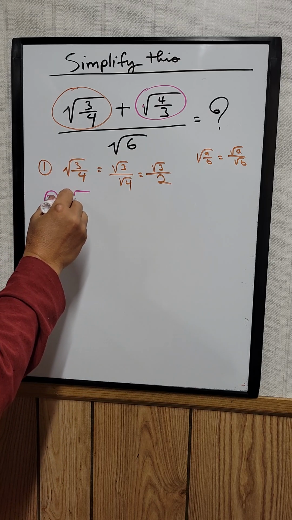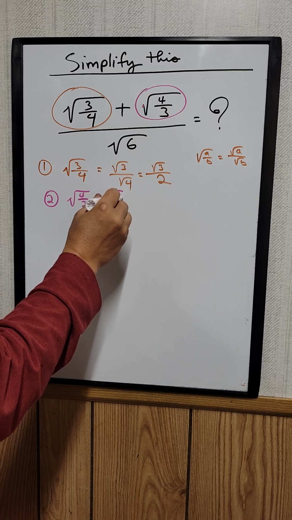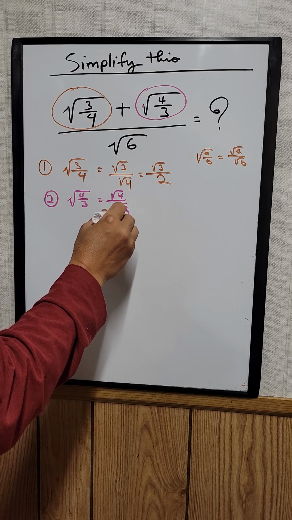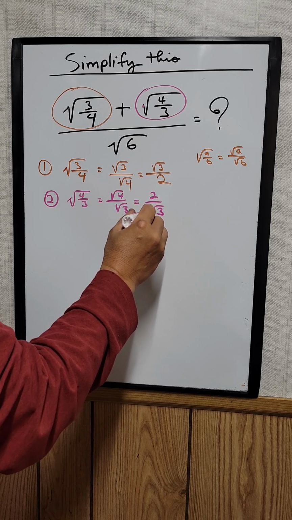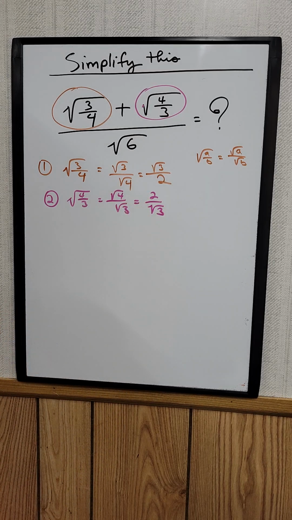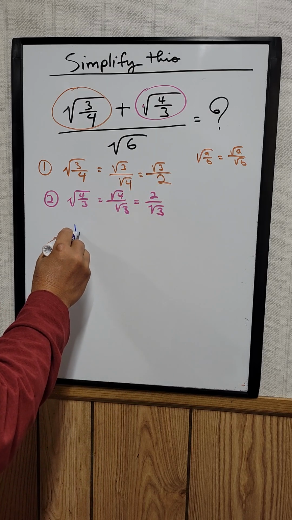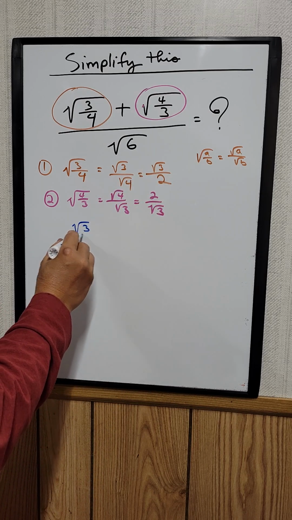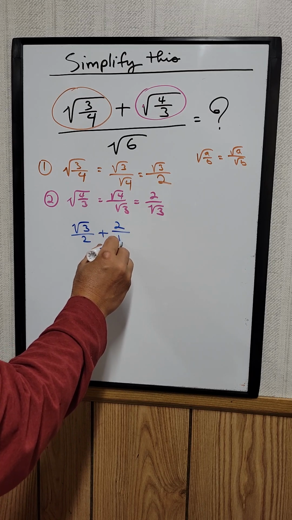So the square root of 4 over 3 can be written as the square root of 4 divided by the square root of 3. The square root of 4 is 2, and then it's divided by the square root of 3. Now we can put that 2 together. So we have the square root of 3 divided by 2 plus 2 divided by the square root of 3.